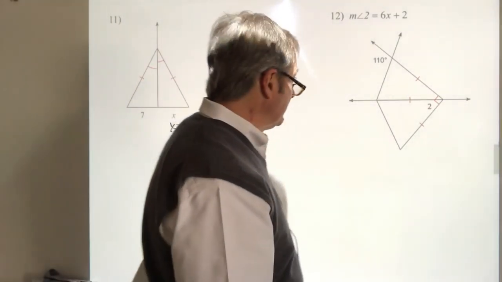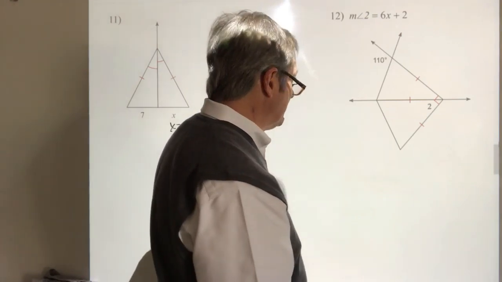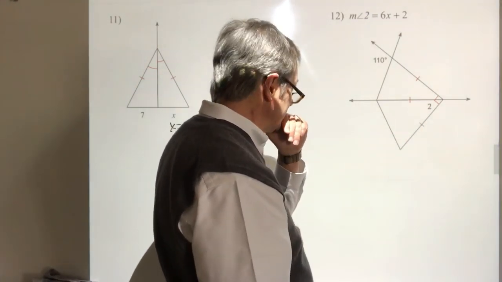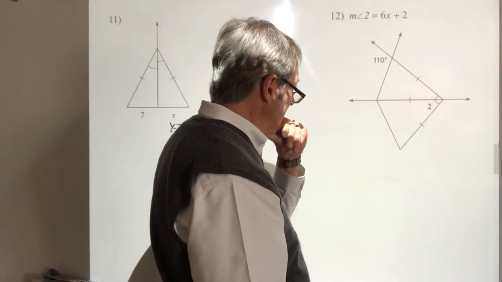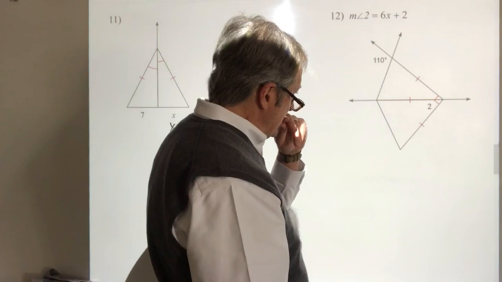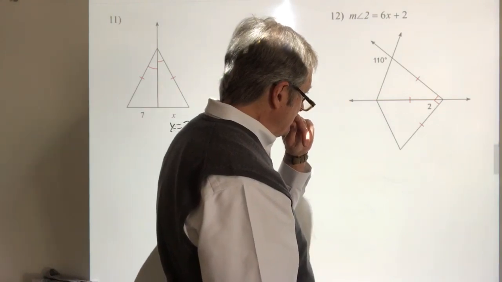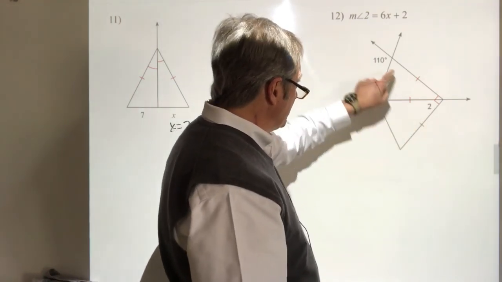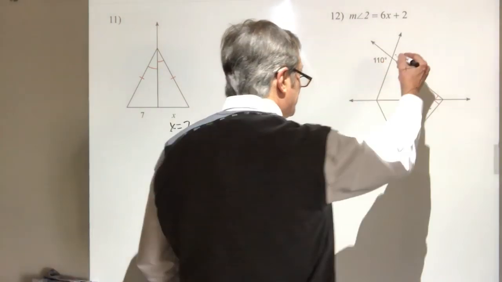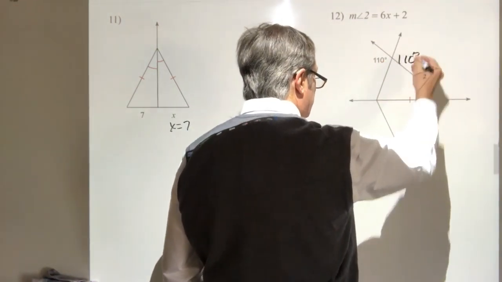Okie dokie. Well, let's look up here. What are we trying to find? Measure of angle 2. Well, let's see. Where do we want to begin? Well, we've got to begin with the numbers. Well, I'm going to start right here. This is 110, which means this is 110 because they're vertical.